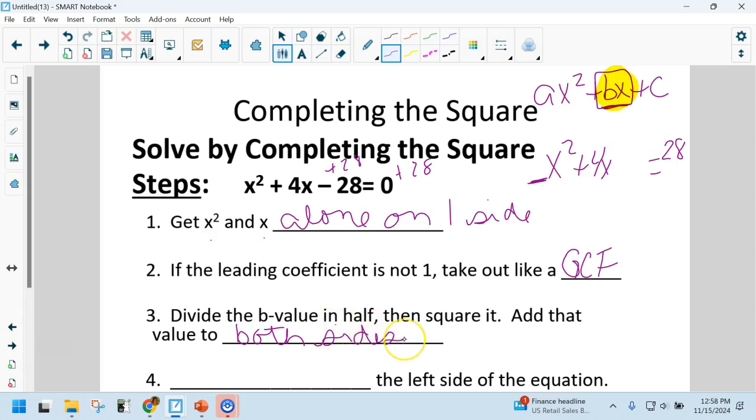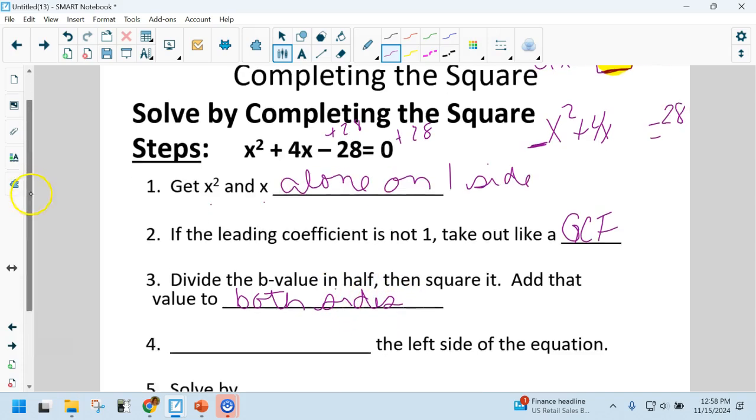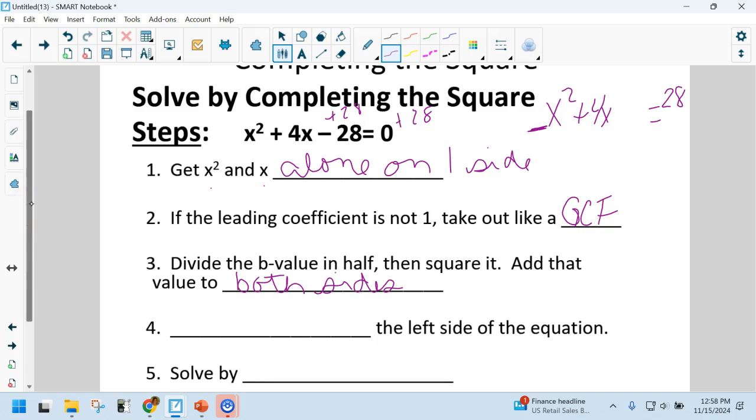Okay, so that sounds like a lot, but really it doesn't end up being a whole huge deal. What we're going to do is our b value in this case is the 4. So I'm going to take the 4, cut it in half. So 4 cut in half is just 2. And then I'm going to square that value. Well, 2 squared is 4. So whatever that value is, we're going to take that value right there and we're going to add it to both sides of our equation.